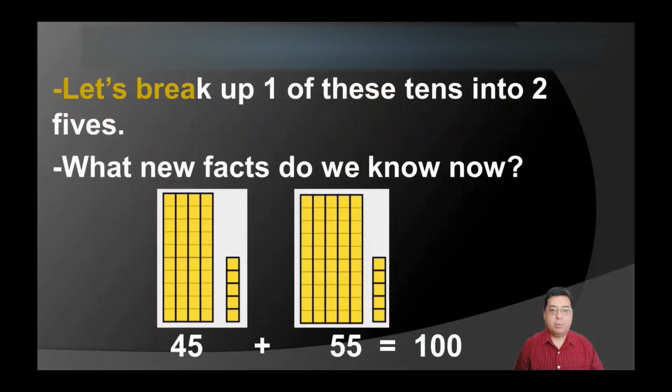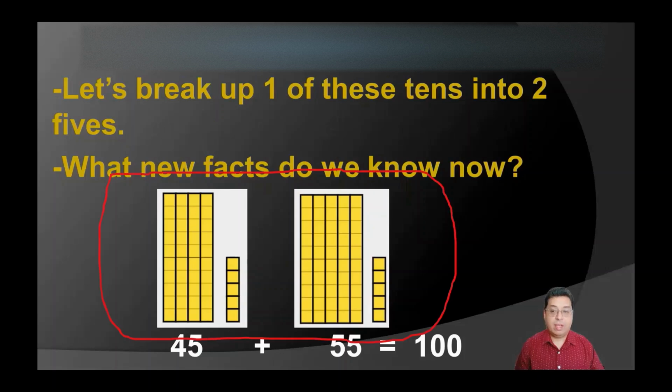Let's break up one of these tens into 2 5s. Okay, so let's take a look at this. What new facts do we know now? So looking at this base 10 block here, now we've got base 1 blocks as well. We know that 45 plus 55 equals 100.